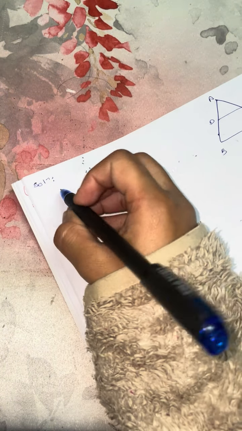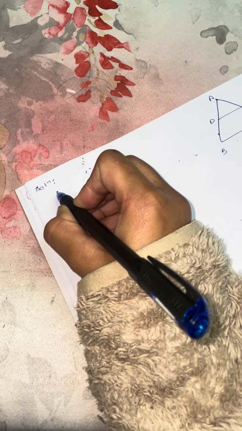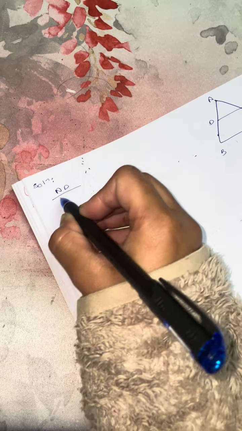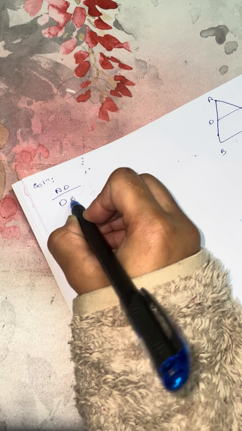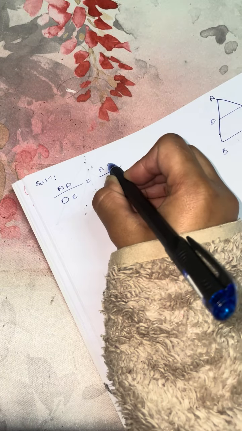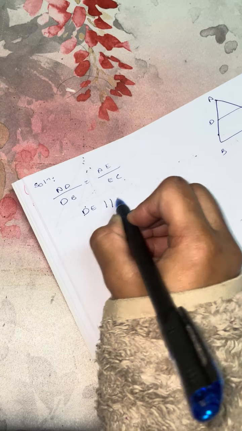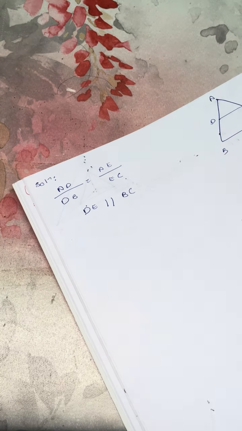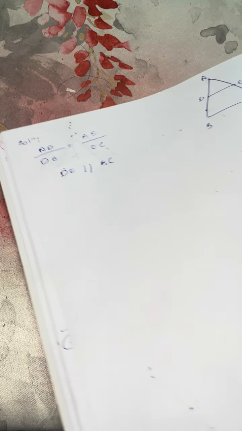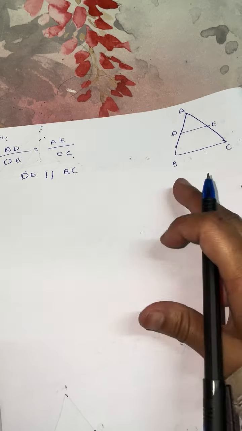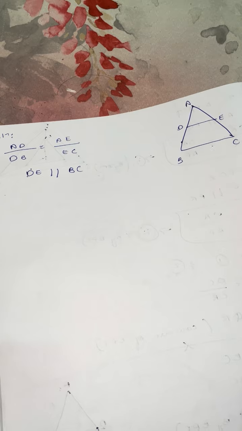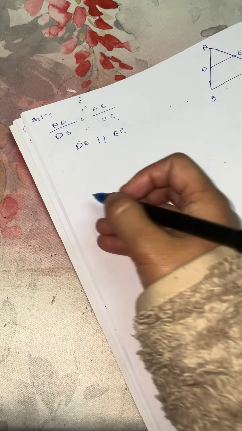We already know that if a line is drawn parallel to one side of a triangle, it divides the other two sides proportionally: AD over DB equals AE over EC. Then we have to prove DE is parallel to BC. Take note: D is the midpoint of AB.